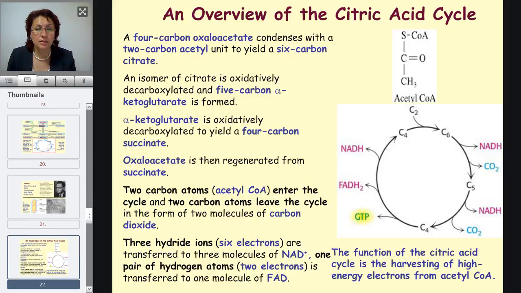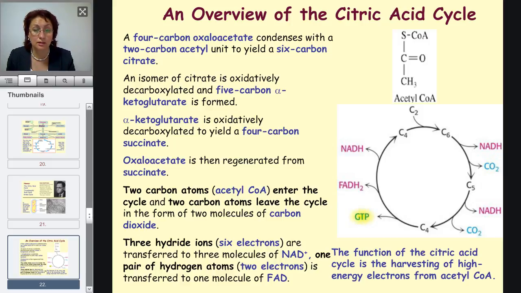In the citric acid cycle, 4-carbon oxaloacetate condenses with a 2-carbon acetyl unit to yield 6-carbon citrate. An isomer of citrate is oxidatively decarboxylated and 5-carbon alpha-ketoglutarate is formed. Alpha-ketoglutarate is oxidatively decarboxylated to yield 4-carbon succinate. Oxaloacetate is then regenerated from succinate.